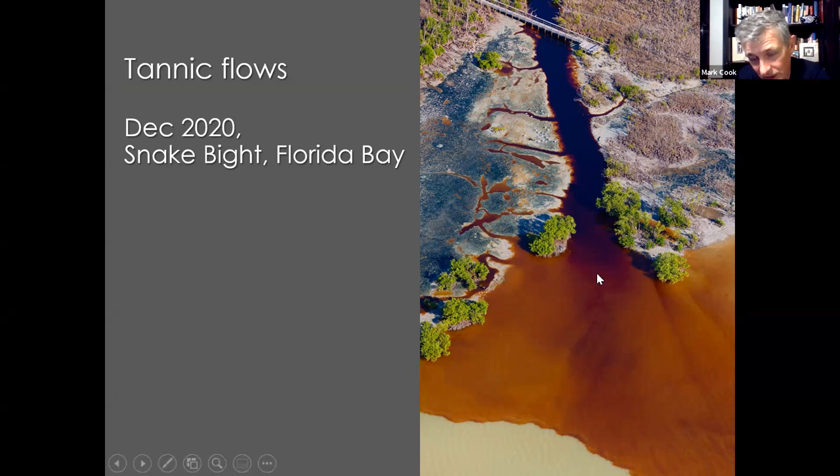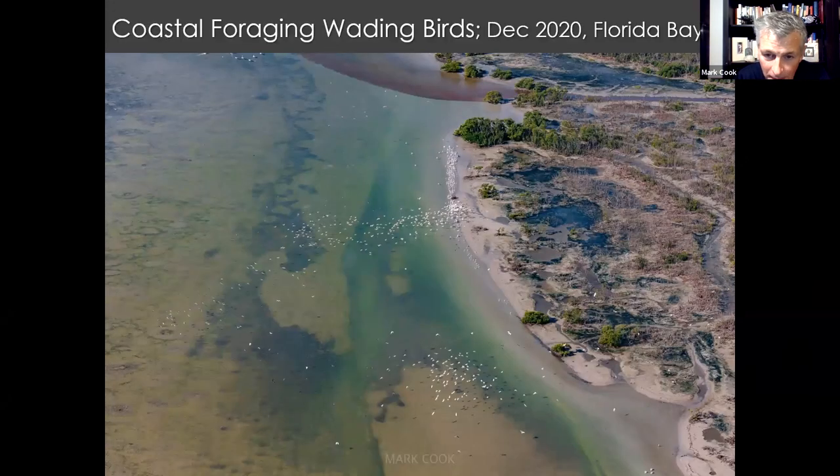We don't often see flushes of tannins quite like this. This is just because we had so much flow coming out that it created this big flush of tannins. My job at the time really wasn't to show all these flows. I'm really here to count wading birds and see what's going on with these birds.